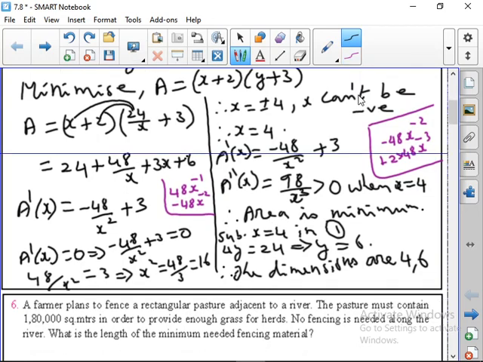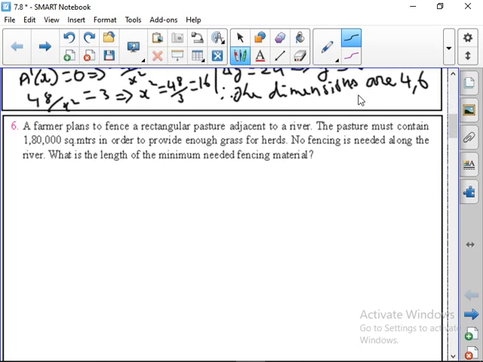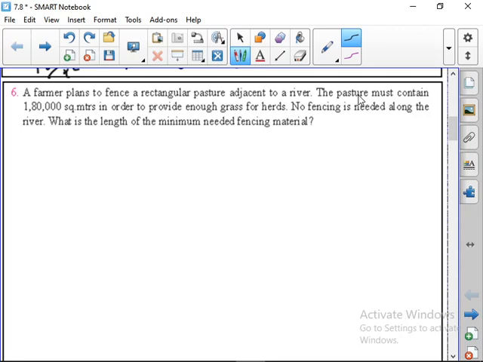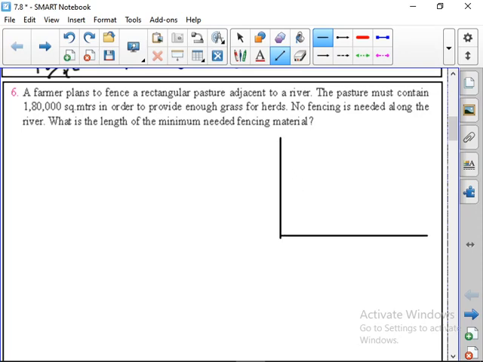Okay, next we'll go to the next question, number 6. Sixth question. A farmer plans to fence a rectangular pasture. So this is also a rectangle. He plans for a rectangular pasture adjacent to a river. So what is pasture? Pasture is the greenish grass land. Okay, pasture adjacent to a river.